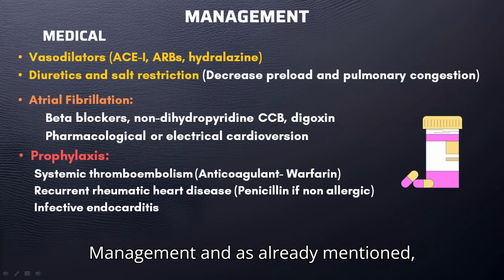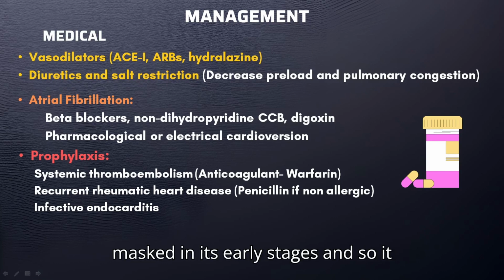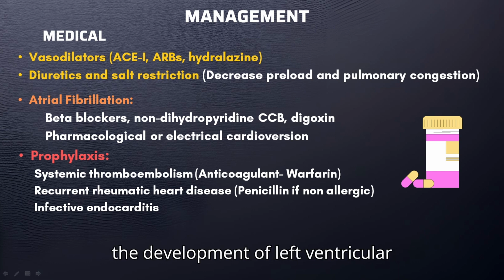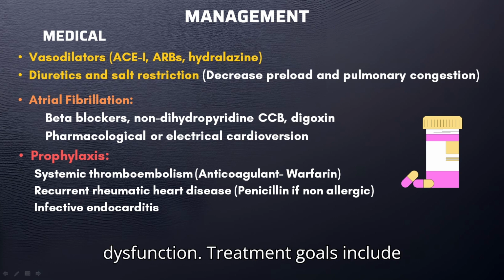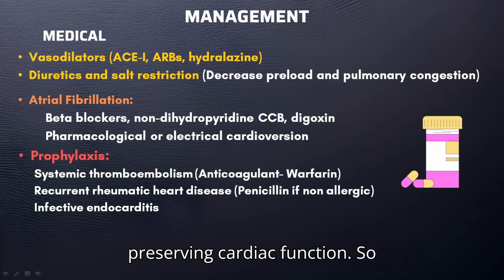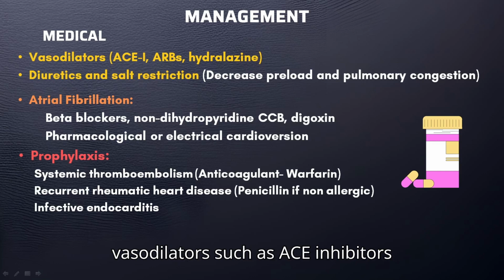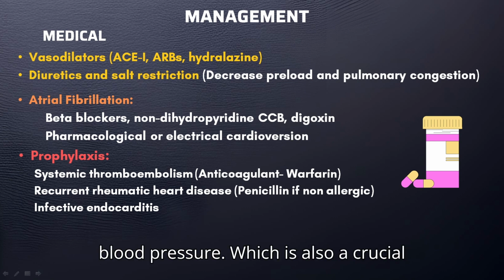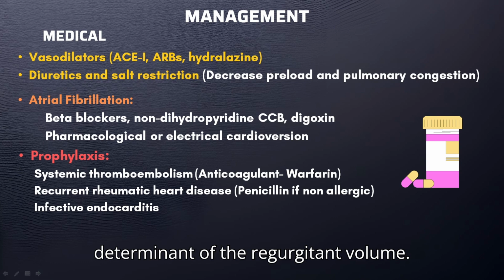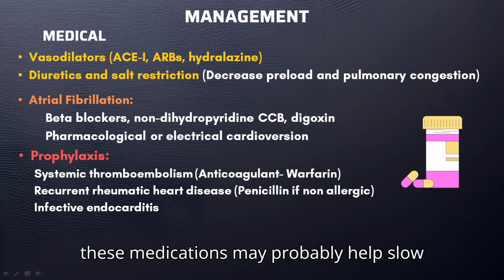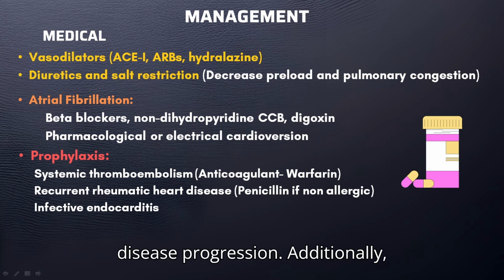Management, and as already mentioned, chronic mitral regurgitation is often masked in its early stages, and so it requires careful monitoring to prevent the development of left ventricular dysfunction. Treatment goals include delaying disease progression and preserving cardiac function. So, vasodilators such as ACE inhibitors and ARBs are commonly used to control blood pressure, which is also a crucial determinant of the regurgitant volume. So, by reducing the regurgitant volume and the left ventricular dilation, these medications may help slow disease progression.